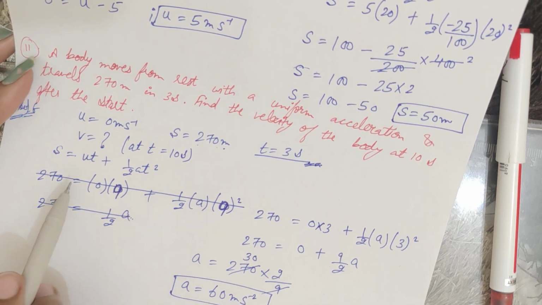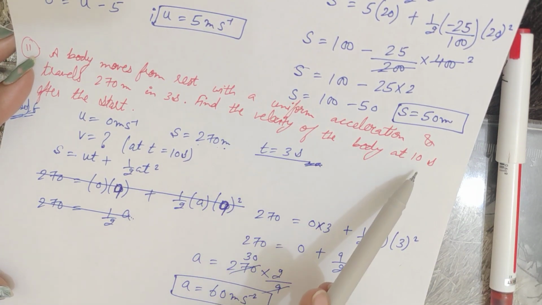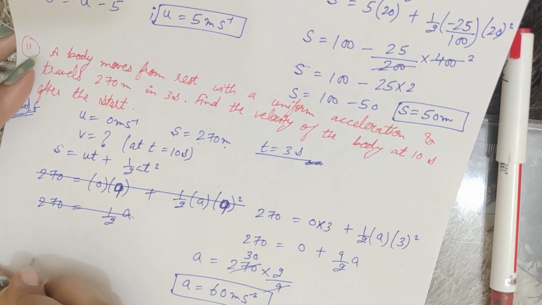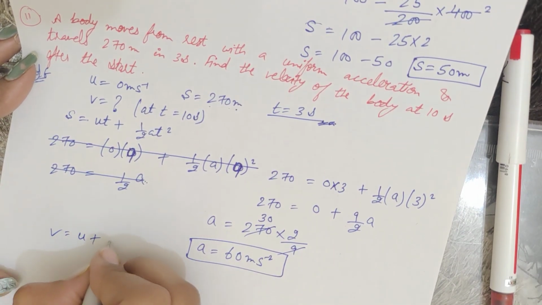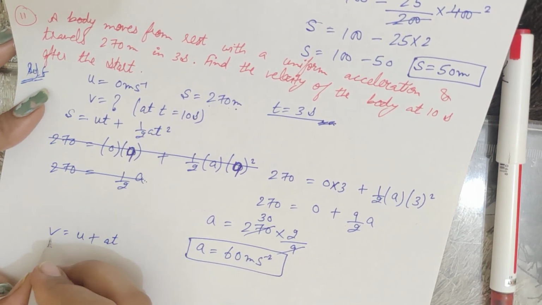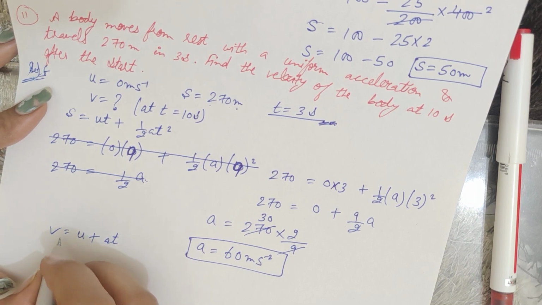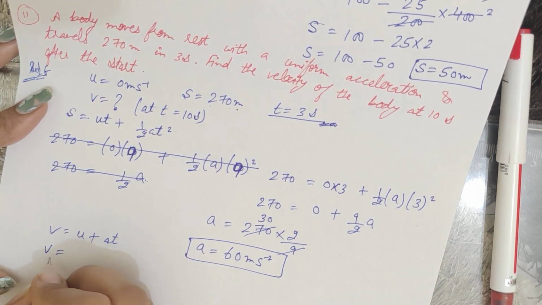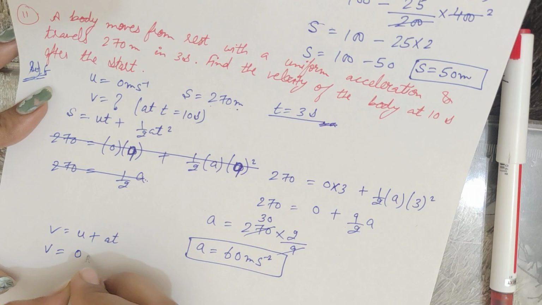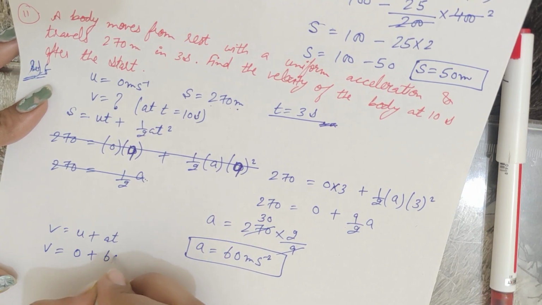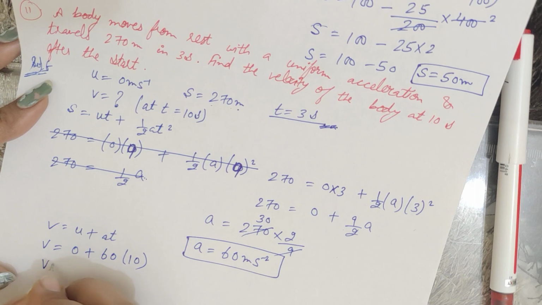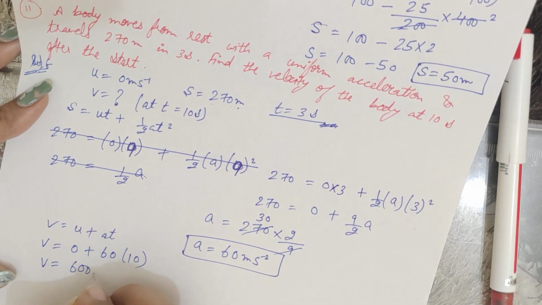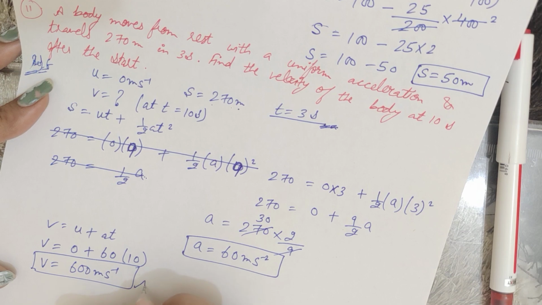Okay, after that what we need to find? We need to find the velocity of the body. For finding velocity, we have another formula, that is v is equal to u plus at. V is equal to what now? We need to find out. U is the initial velocity. Acceleration is 60 in this case. Time is 10 seconds. So v is equal to 600 meter per second. This is now our answer.